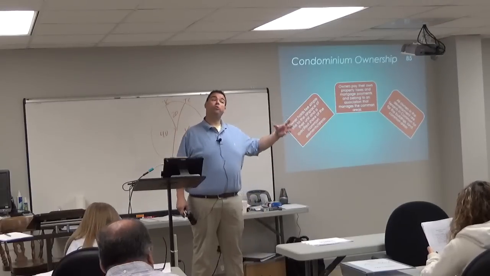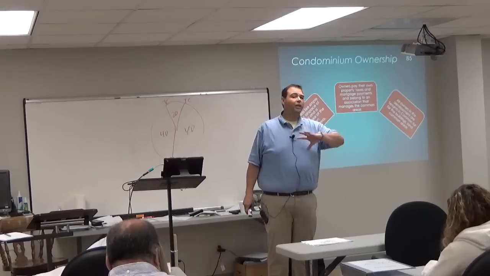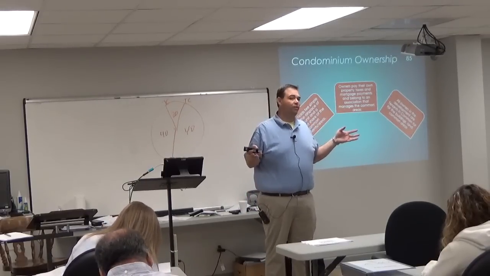You are a tenant in common with your 100 new closest friends for those common elements. You own your unit by yourself, the airspace of your unit, but all those common elements are owned as tenants in common with everybody else. Does that make sense for everybody?